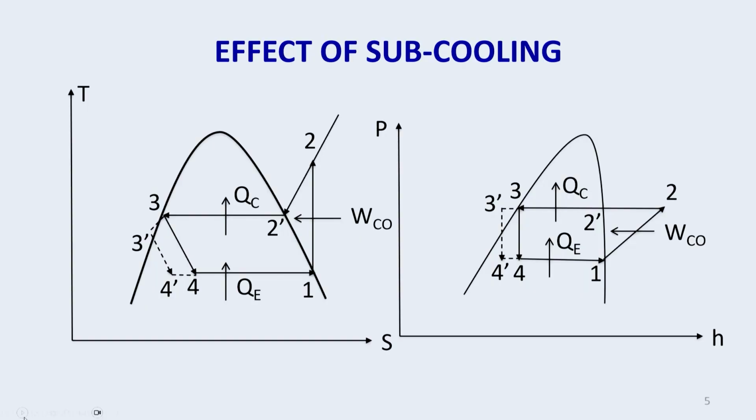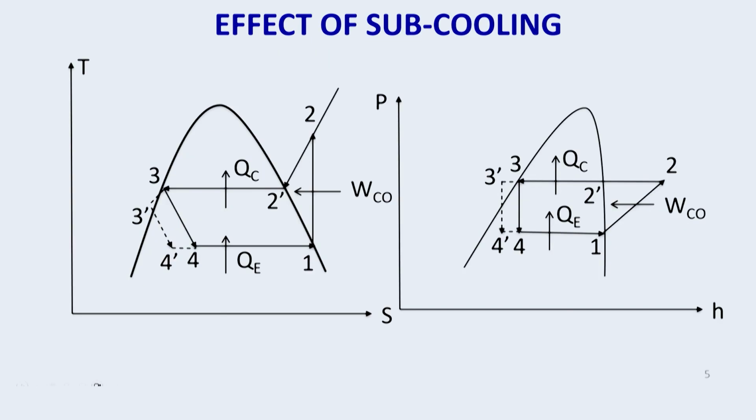If you look at the diagram, this is the TS diagram. Without subcooling, the process is 1 to 2, 2 to 3, 3 to 4, and 4 to 1. Similarly, here 1 to 2, 2 to 3, 3 to 4, 4 to 1. 3 dash and 4 dash represent the portion which is due to subcooling.